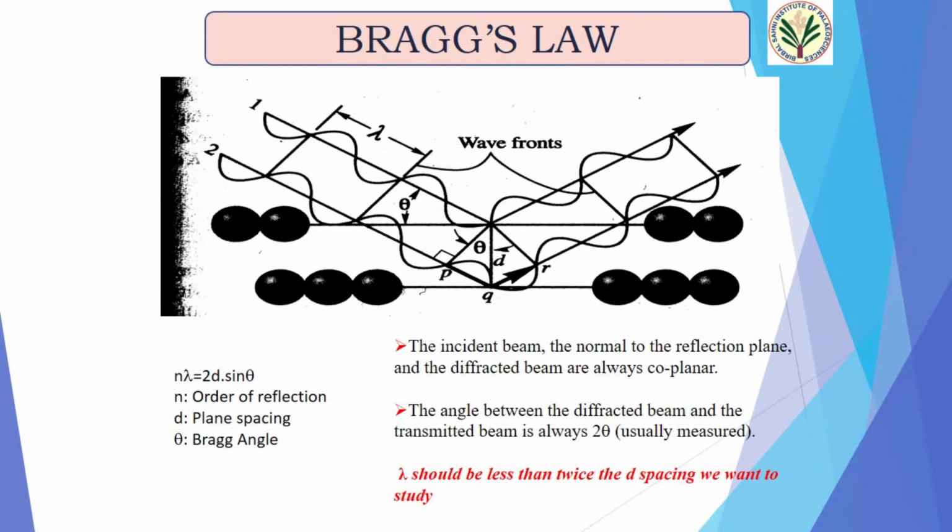Now, what is Bragg's law? Bragg's law states that the incident beam, the normal to the reflection plane and the diffracted beam are always coplanar, and the angle between the diffracted beam and the transmitted beam is always 2 theta. Please note that lambda should be less than twice the d spacing we want to study.